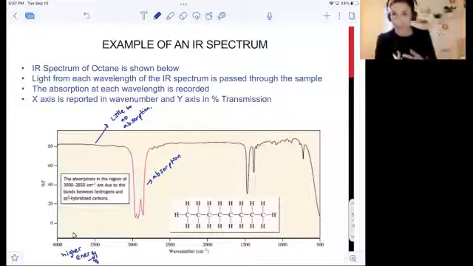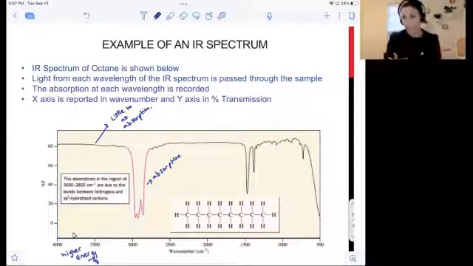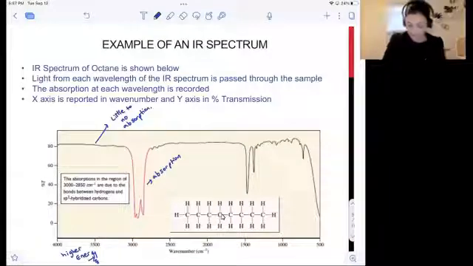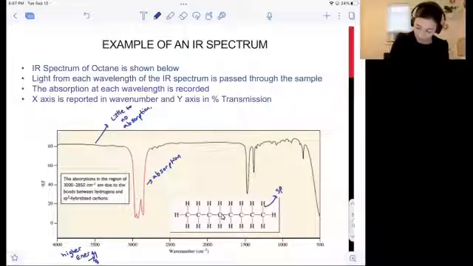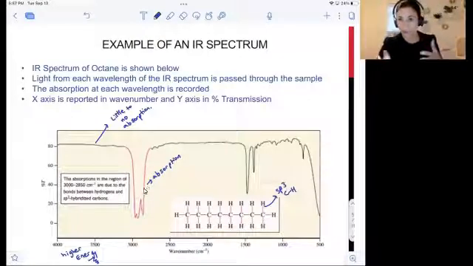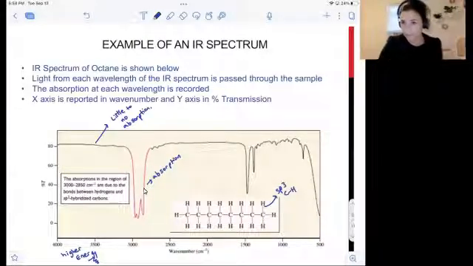Now that you know how to read a spectrum, let's start to take a look at how specific functional groups and bonds will present themselves. Starting with this alkane, we find a bunch of sp3 C-Hs. You'll notice that the absorption for these is between 2,800 and 3,000.